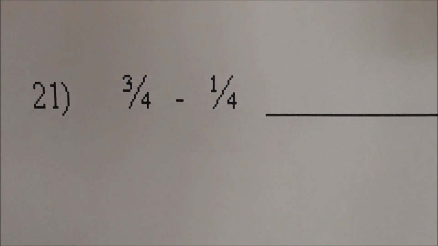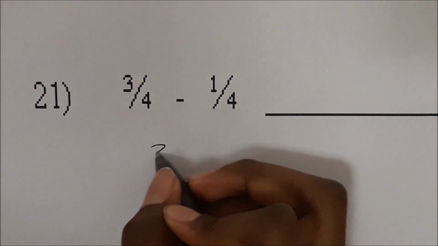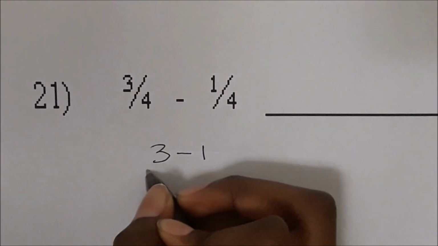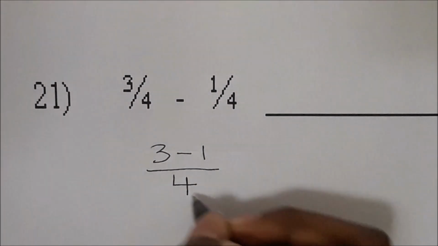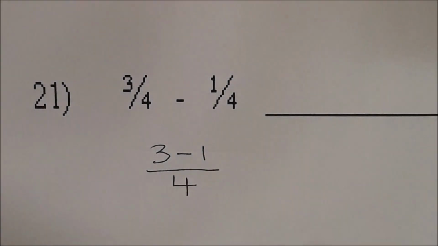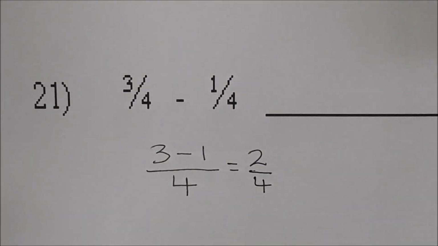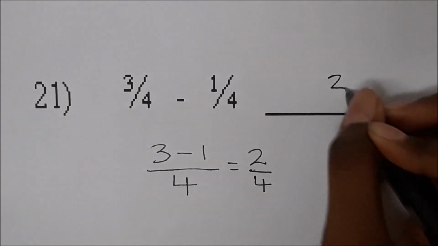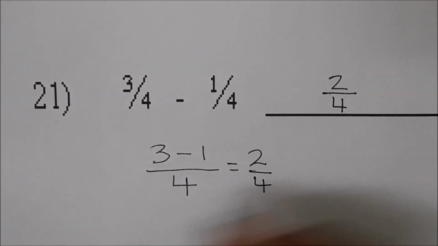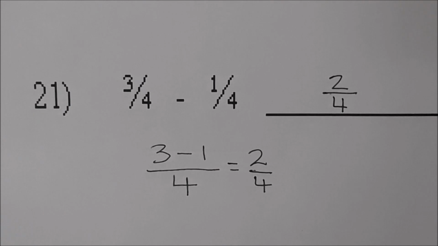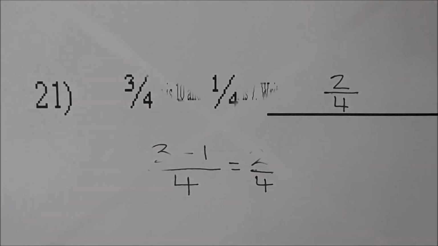3/4 minus 1/4. Okay, let's work it. 3 minus 1 over 4. And that's equal to 2/4. Okay, write it on the line. And that's all you need. You don't have to simplify it. If you simplify it, what would you get, Rafaela? A half. 1/2. We don't need that. So once you get 2/4, that's the right answer.